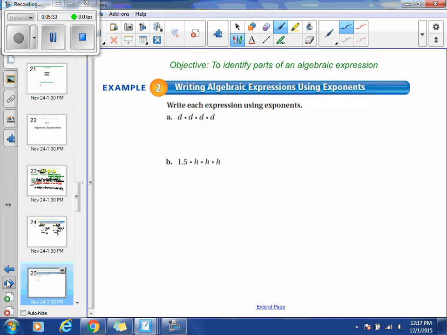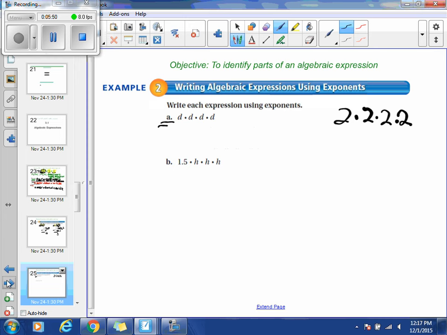All right, write each expression using exponents. So here, for part A, we have a variable, D, being multiplied. Let's back it up and pretend it's not a variable. Let's pretend it's a number. Let's pretend it's 2 times 2 times 2 times 2.